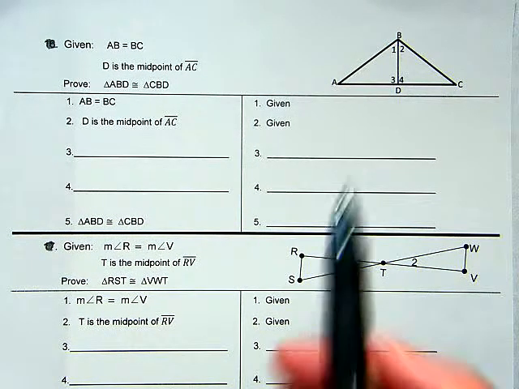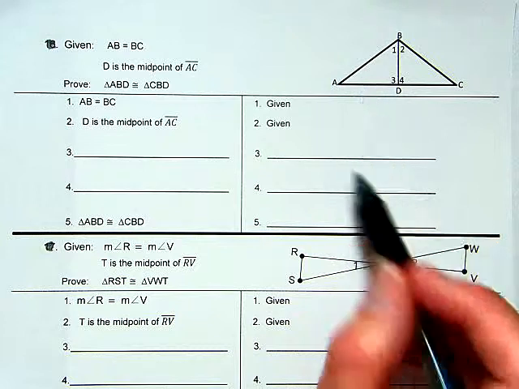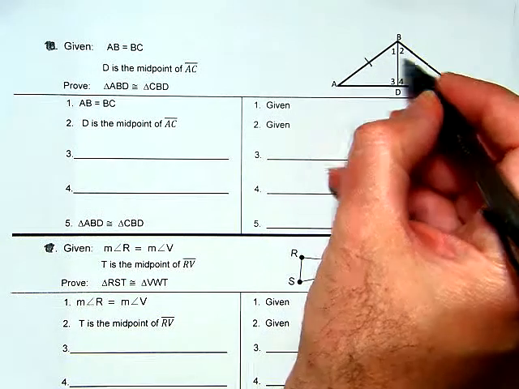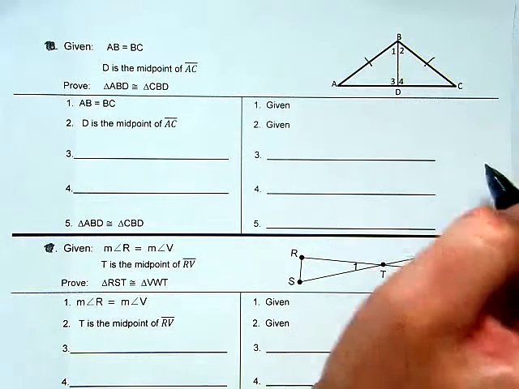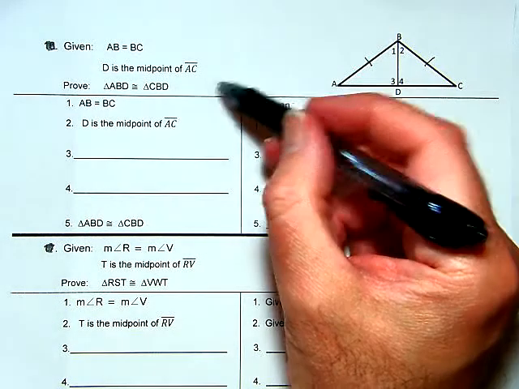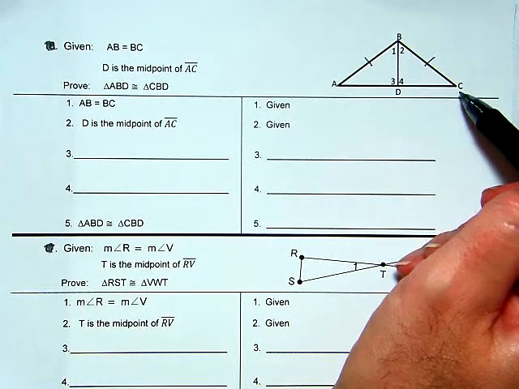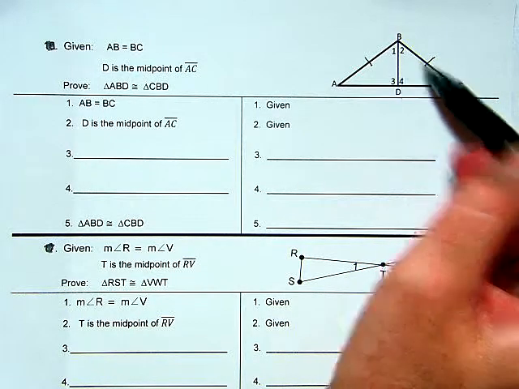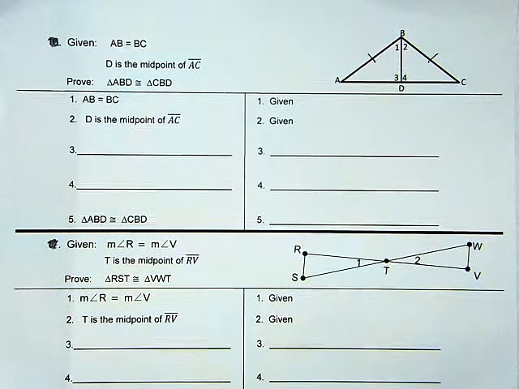In this first example, we're given that side AB is equal in length to side BC, and that D is the midpoint of AC. And from that, we are going to prove that triangle ABD, the triangle on the left, is congruent to triangle CBD, the triangle on the right. So let's see how we do this.